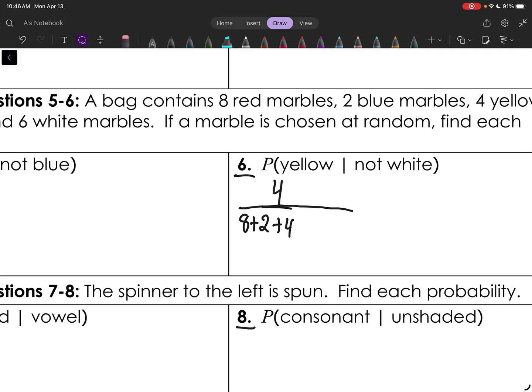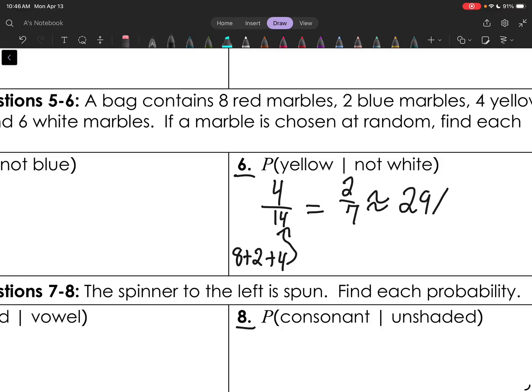Actually, I don't like the way that's written. Let me drag that down a little bit. 14 marbles are not white. This is 2 over 7, which is about 29%.